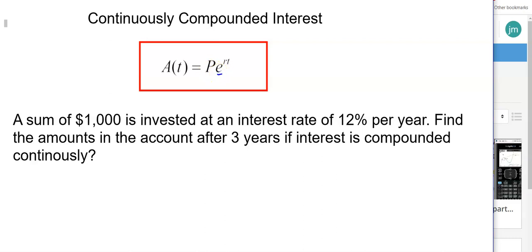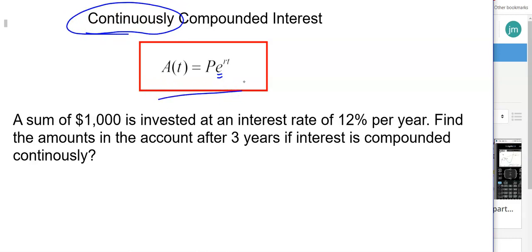E is actually not a variable there. That's Euler's number. That's 2.71828. Your calculator can just type it in. But that's part of our formula here. So this is a formula only when compounded continuously.